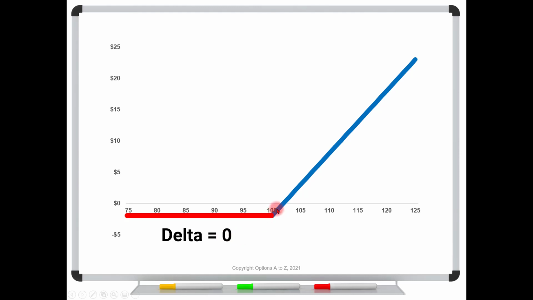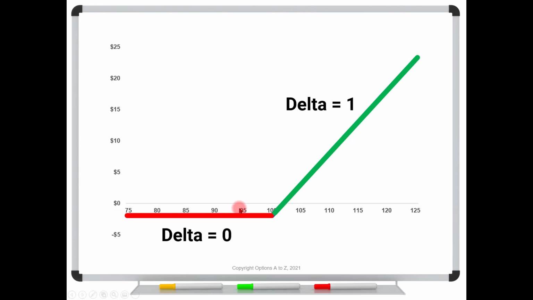On the other hand, what if the stock is above the strike at expiration? Now you've got delta 1. And at this point, and only this point, are we going to see that our call option is going to have a delta 1. We've got to be in the money and at expiration.